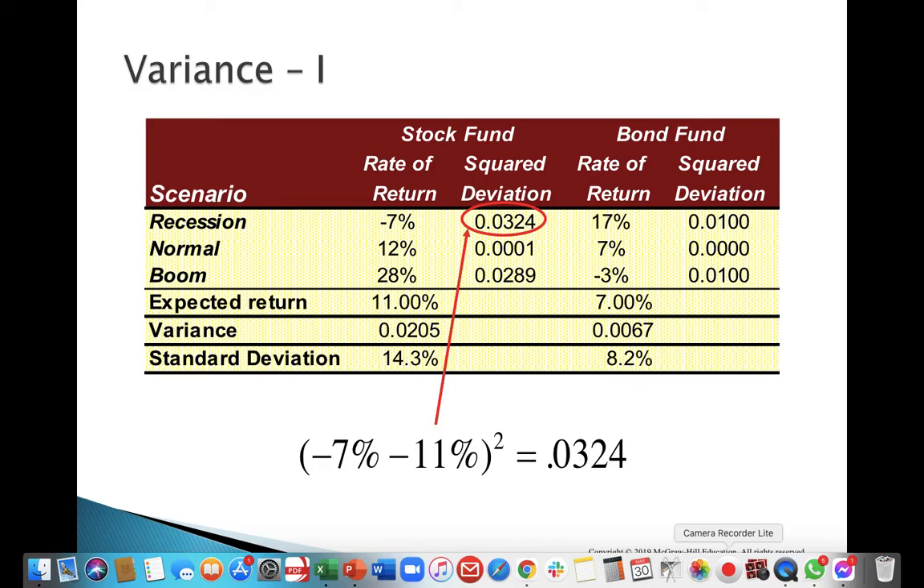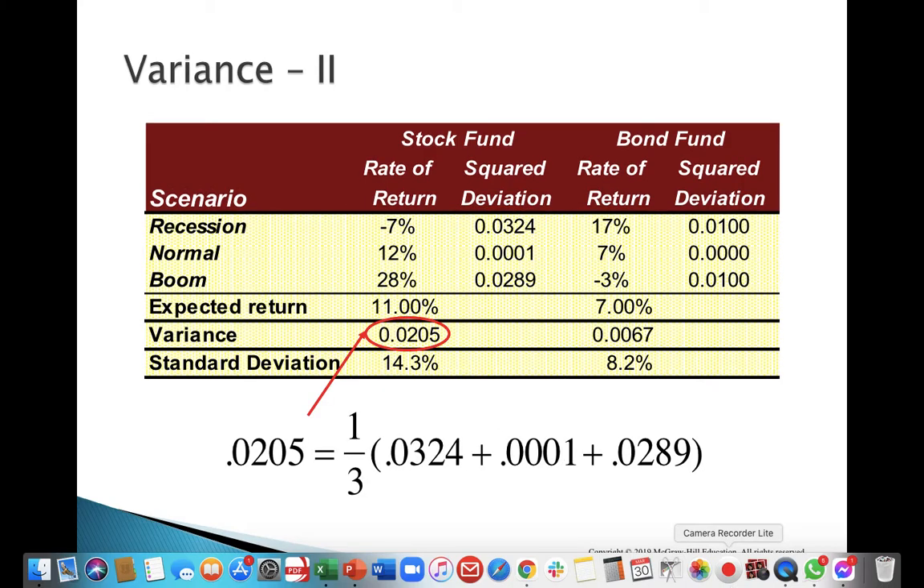In normal, for the stock fund, the deviation will be 12% minus 11%, which is equal to 1%, squared is equal to 0.0001. For the boom economy, 28% minus 11% is equal to 17%, squared is equal to 0.0289. We have calculated all the deviations from the expected return and squared them. Once you add them back, you get the variance. How?